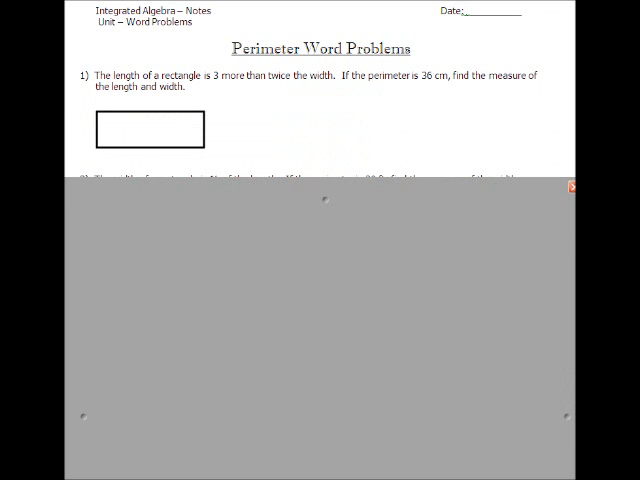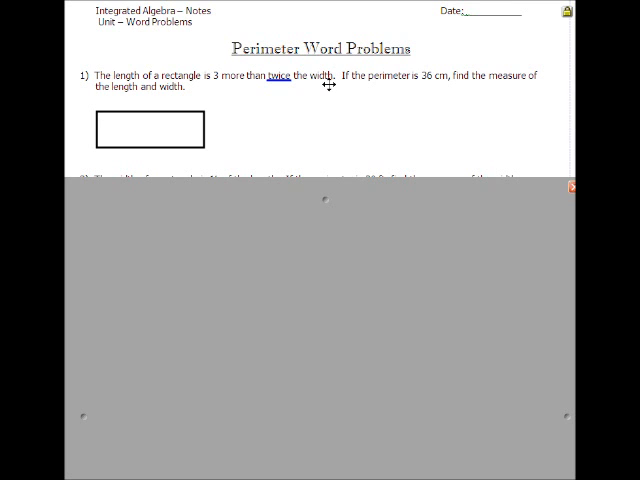picture. All right, and if I have a little picture here, I say the length of the rectangle is 3 more than twice the width. Watch that twice word that sneaks in there, and we miss it all the time. So read these problems carefully. The perimeter is 36, so find the measure of the length and the width.